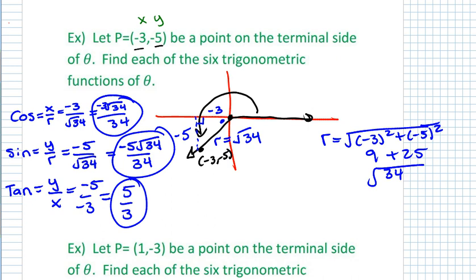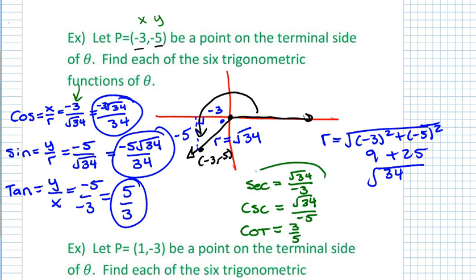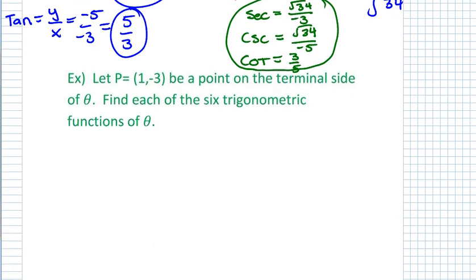Then it will be easy for me to find the other ratios, because the secant, remember, is the reciprocal of the cosine. Well, the reciprocal of the cosine would be the square root of 34 over negative 3. The cosecant is the reciprocal of the sine, and that would be the square root of 34 over negative 5. And the cotangent is the reciprocal of the tangent, and that would be 3/5. And that is how I would do that type of problem. Go ahead and try this one on your own.